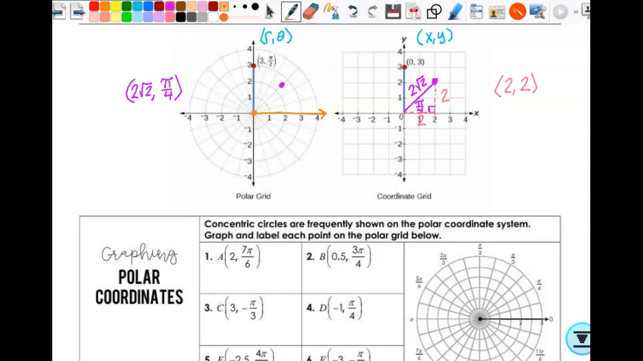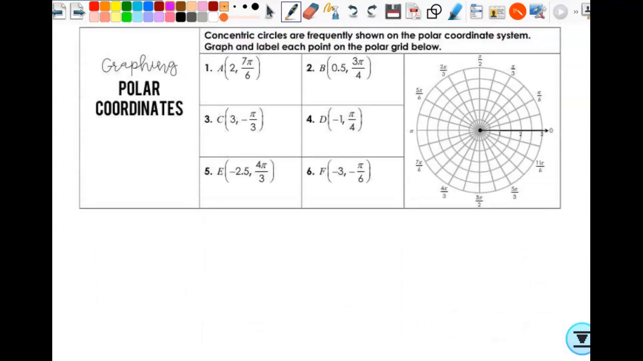All right, so let's plot some points here. So we have concentric circles. That means they all have the same center, and here's our polar axis. We're going to plot this point right here, which is 2, 7 pi 6. So from the pole, we go out to 2, and then we rotate around to 7 pi 6, and we'd end up right there. That's point A. Any questions about that?